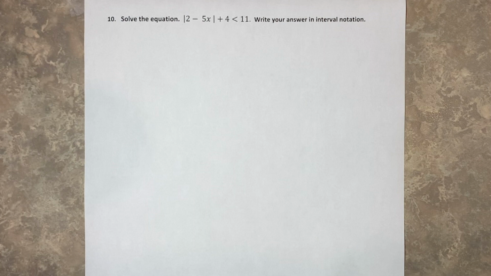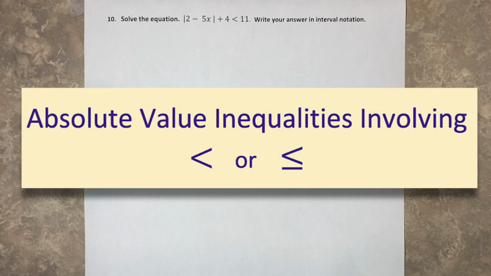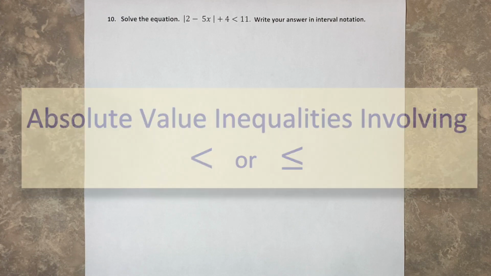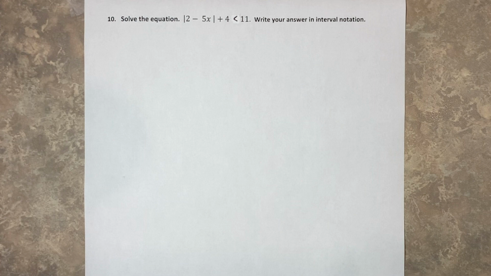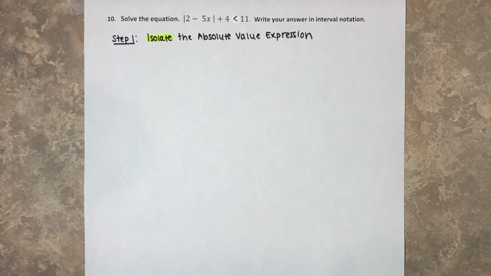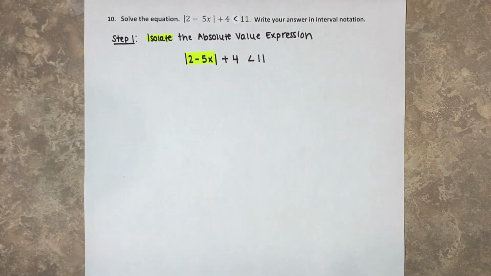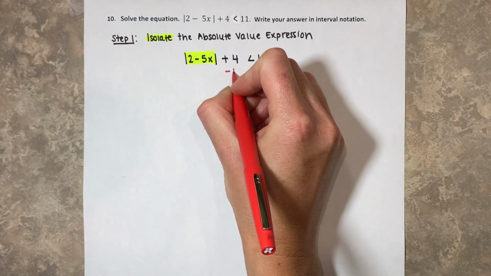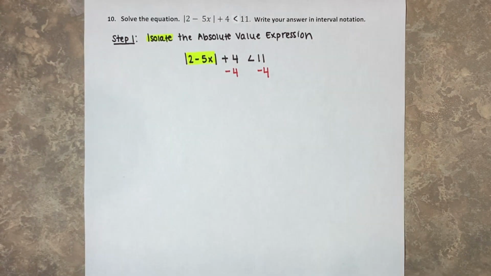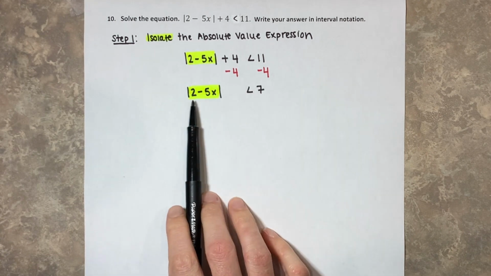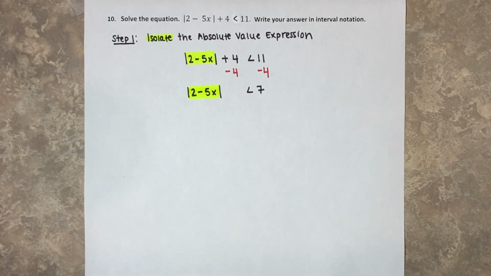Remember, so far, we've only discussed how to solve absolute value inequalities involving less than or equal to symbols. The first step with any absolute value problem is to isolate the absolute value expression. So let's start by copying down our original given problem, and we want to isolate this absolute value expression right here. So to do that, let's subtract 4. And that will leave us with the absolute value of 2 minus 5x is less than 7. Now we've isolated the absolute value expression.